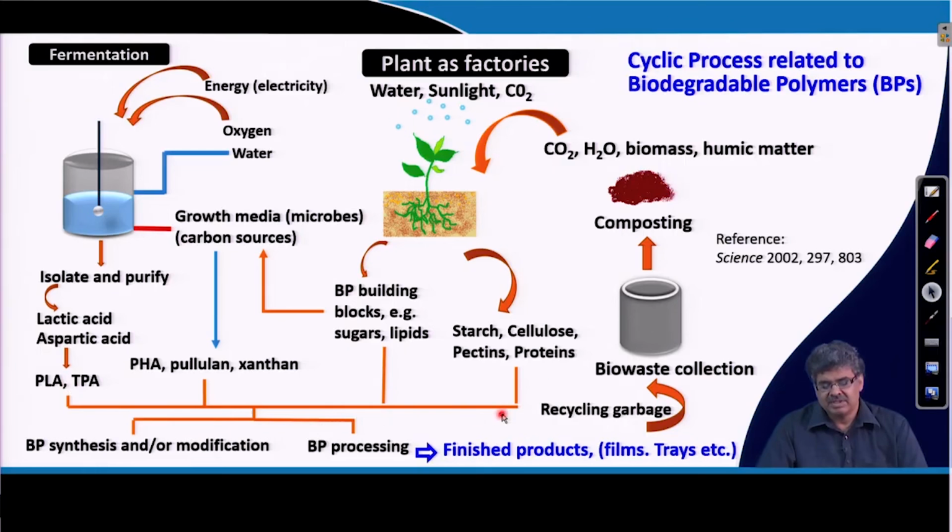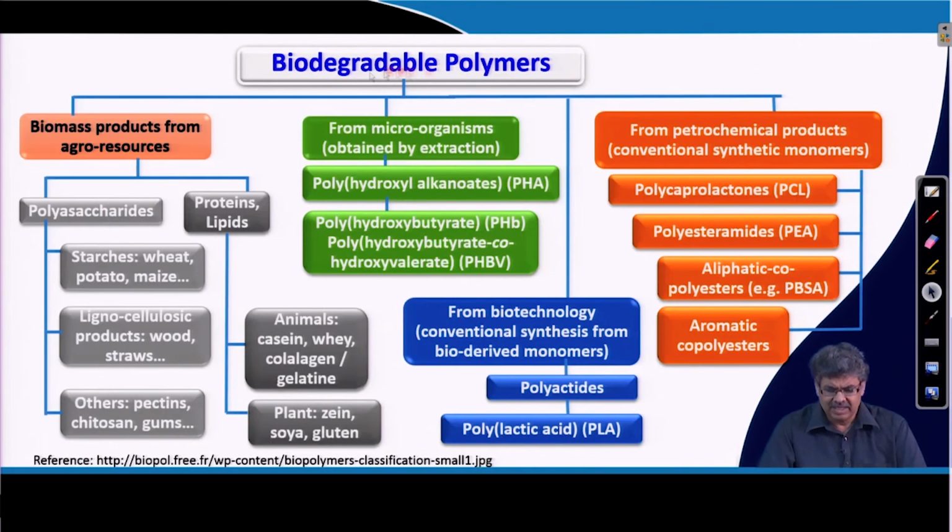Once the polymers are produced, they can be used to make different products, and after using those products they can be recycled back, and by composting we can get back the raw material, which can again be used either for fertilizer or for agriculture applications. So, this gives you a cyclic picture for biodegradable polymers. These are the 4 types of biodegradable polymers we described, and there are names corresponding to them. You can look at this chart in detail.